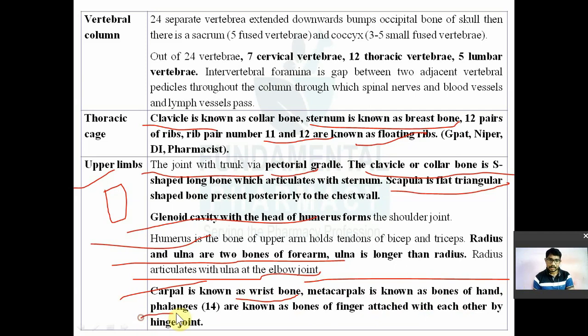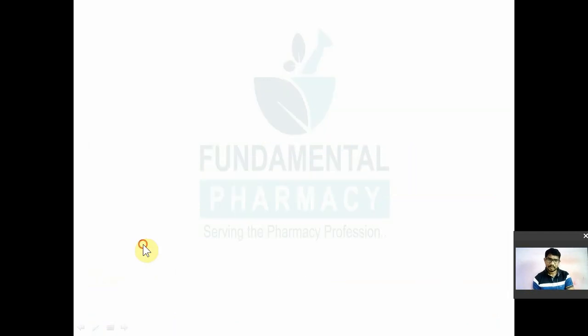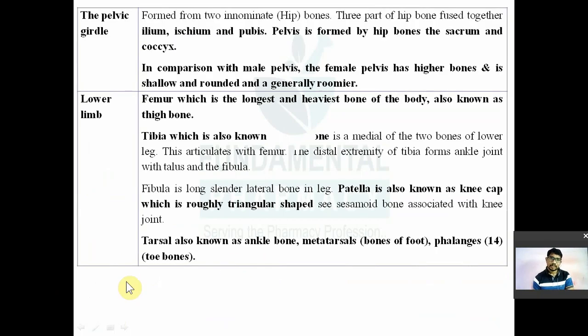Phalanges. There are 14 phalanges. They are known as bones of the finger. Finger bones. These phalanges are attached by hinge joints. These are the different types of bones which are present in the upper limbs. Now for the lower limb, first we'll see the pelvic girdle and then the lower limbs.